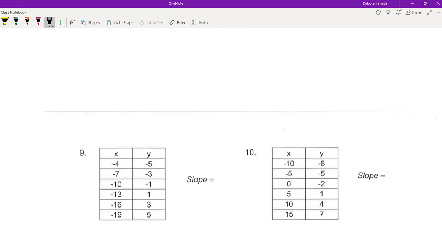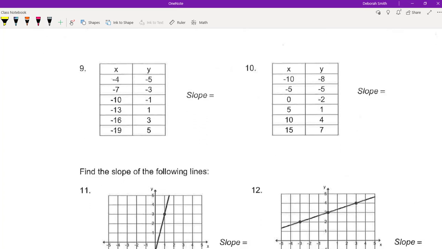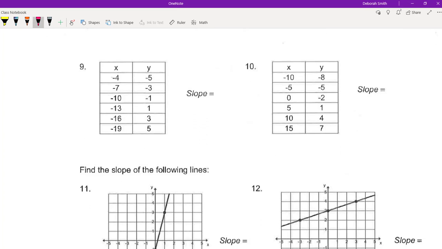Let's see. Okay, we'll do one of these on the back. So from -8 to -5 is a gain of 3. From -5 to -2 is a gain of 3. -2 to +1 is a gain of 3. 1 to 4 is a gain of 3. 4 to 7 is a gain of 3.